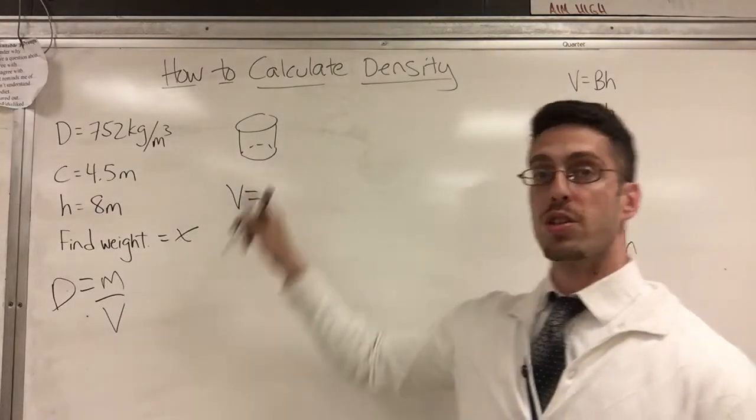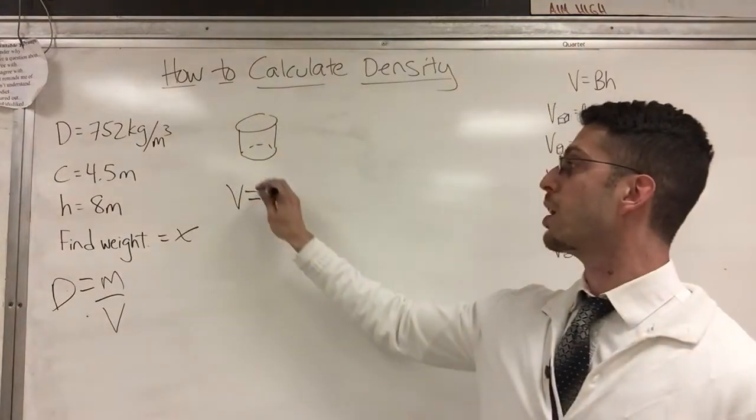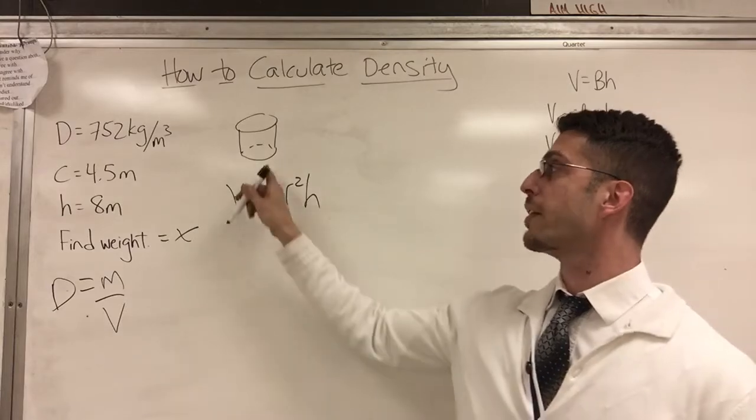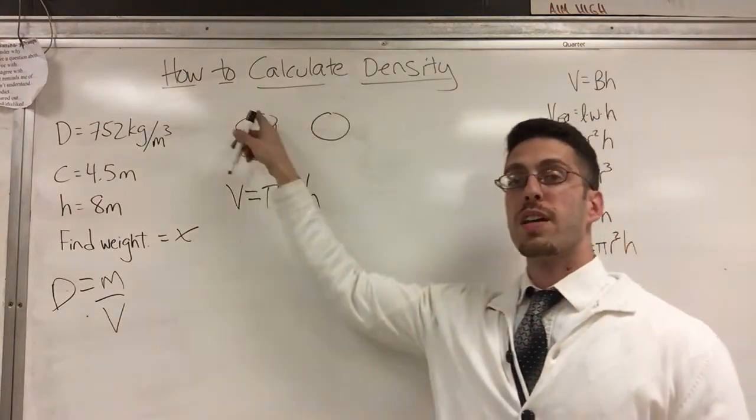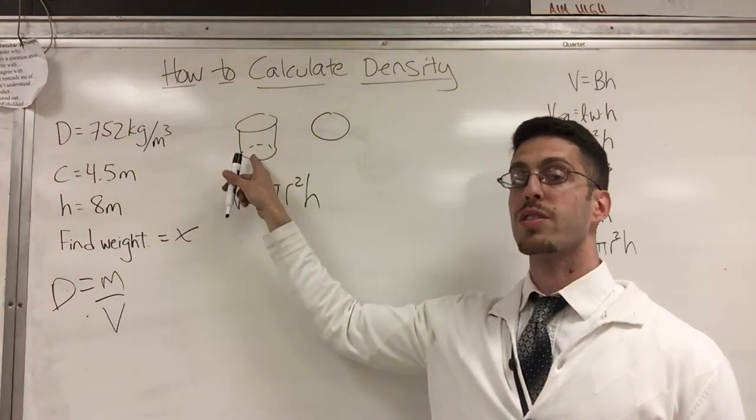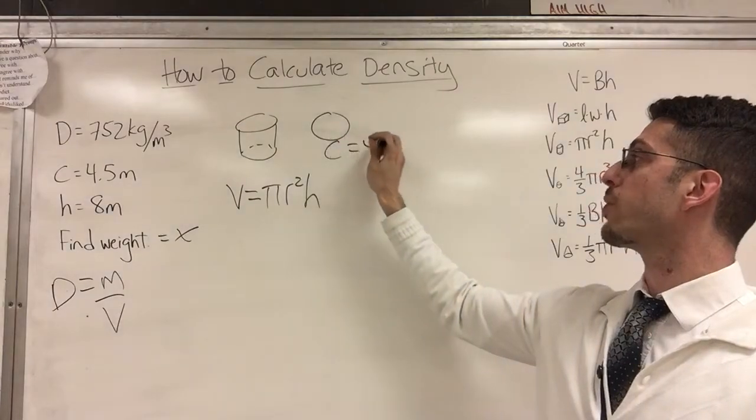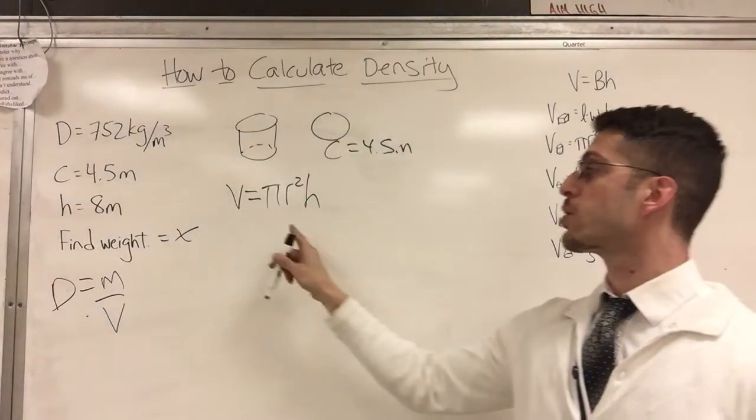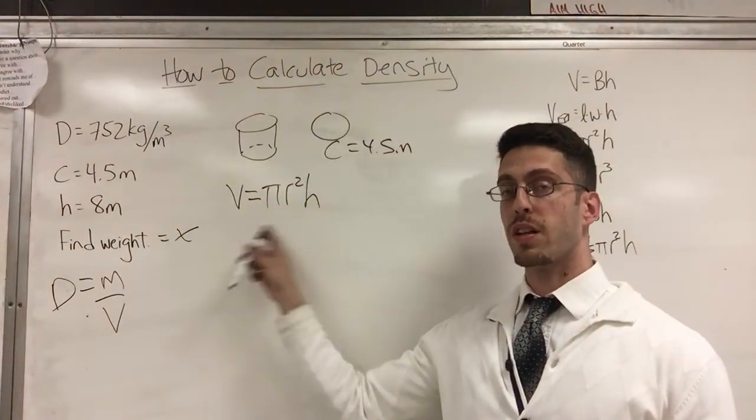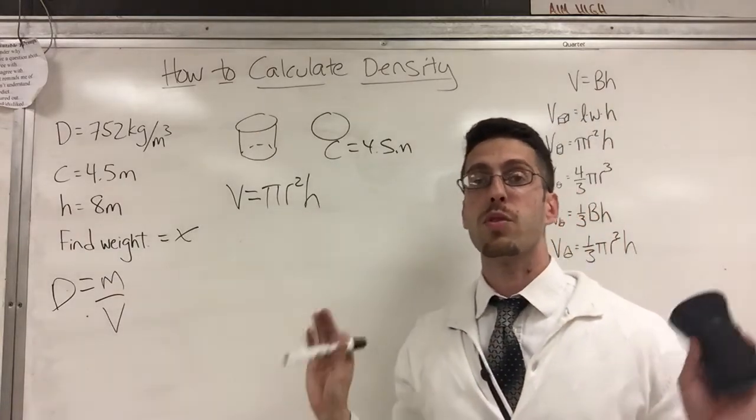Volume equals, of this shape, one of these guys, pi r squared h. Now, the base of this cylinder is a circle, and the circumference is 4.5 meters. So I need the radius to fill in this formula for volume. You're giving me the circumference. That's not helpful at all. I'm confused. I give up.